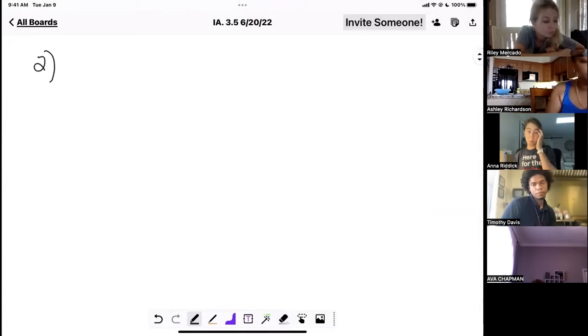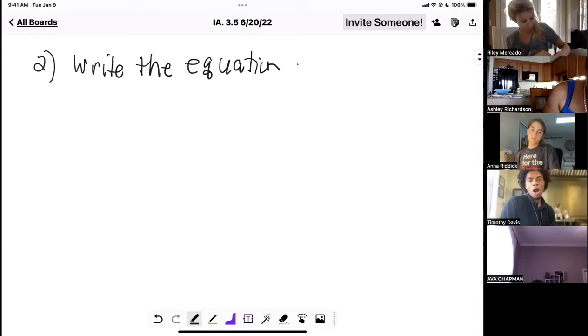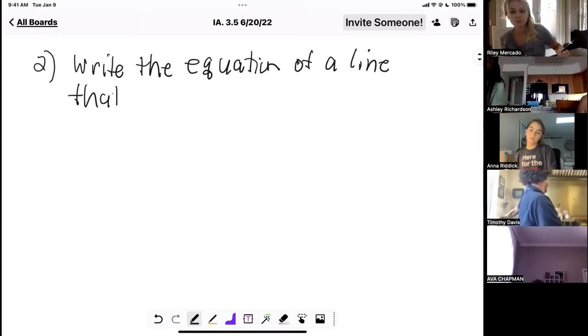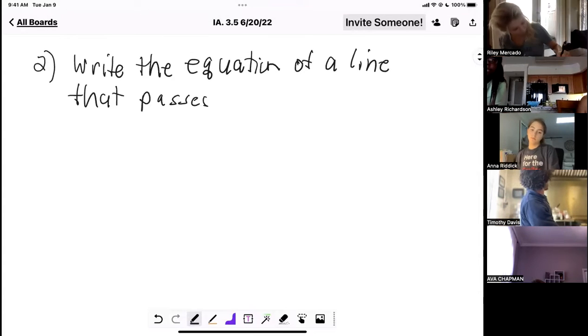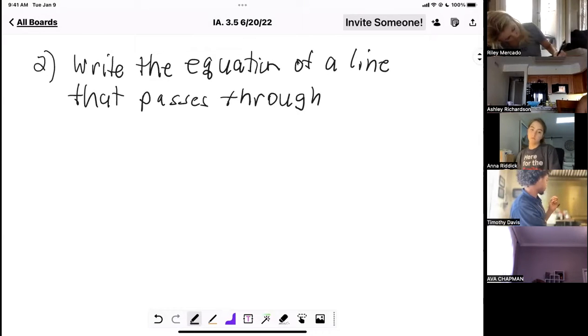All right, so let's say, write the equation of a line that passes through 2 points. How would this be different doing it this way than y equals mx plus b? So my 2 points are going to be 10, 6 and 9, 20 and 11, and -3, -2.